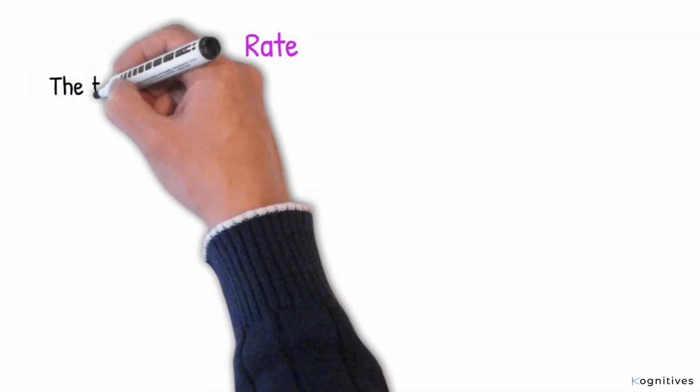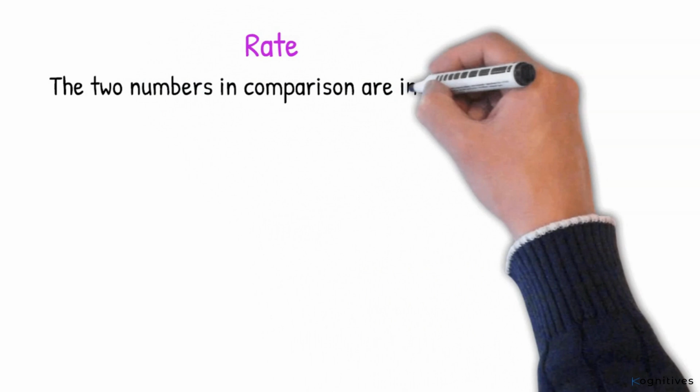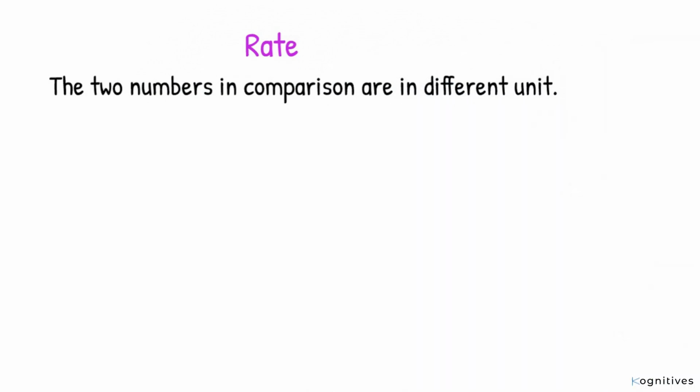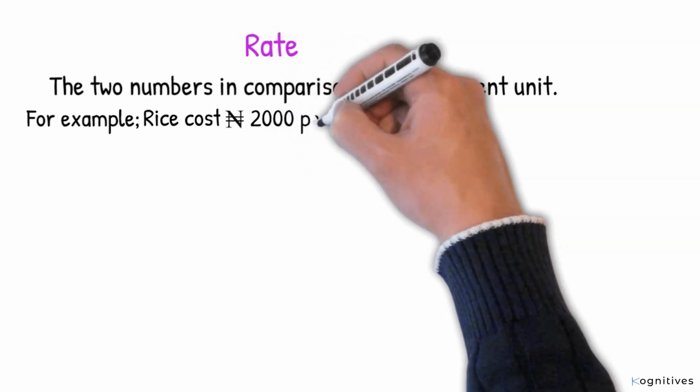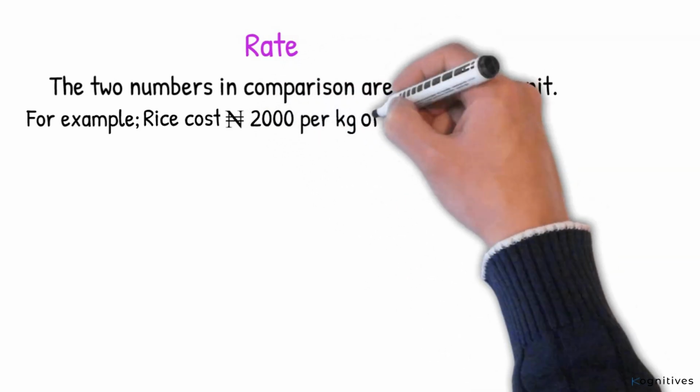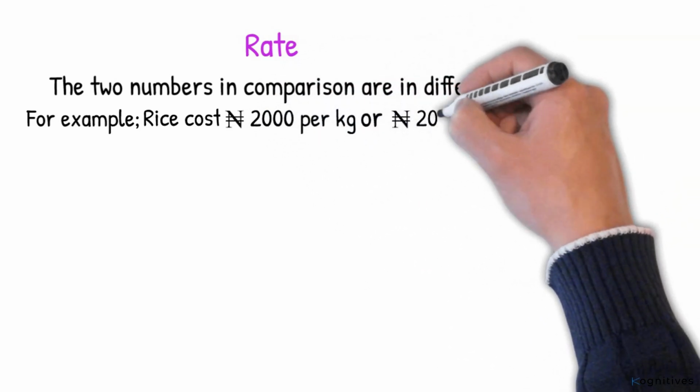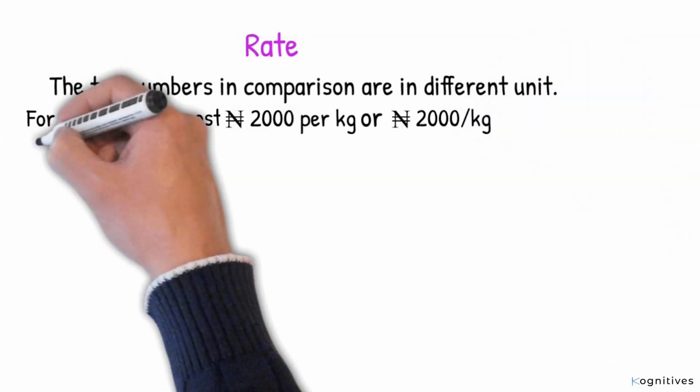Now, rate. Like ratio, rate is also a comparison between two numbers or measurements. But here, the two numbers in comparison are in different units. For example, rice costs 2,000 naira per kilogram, or 2,000 slash kilogram.